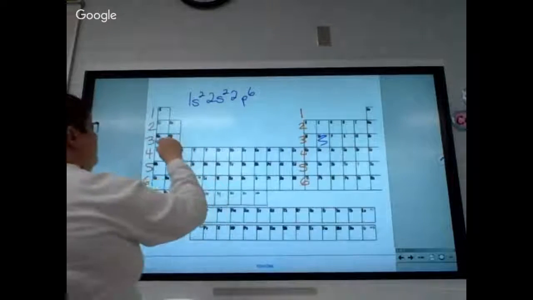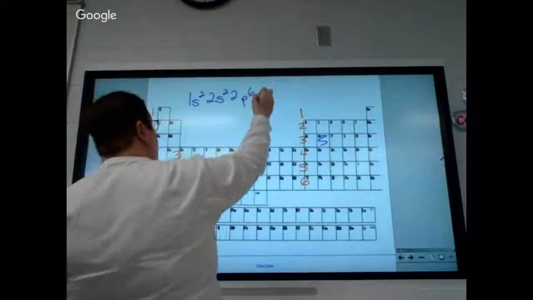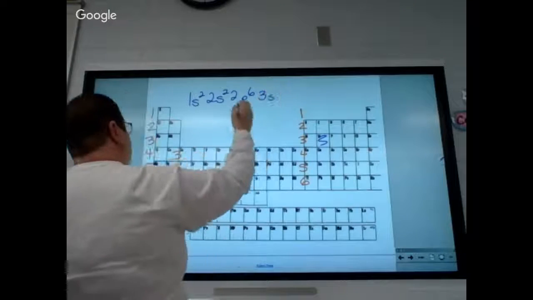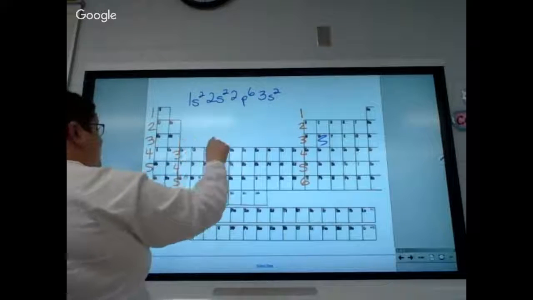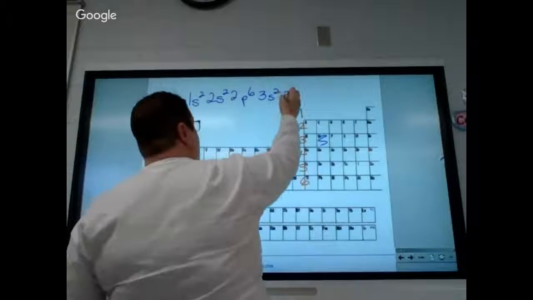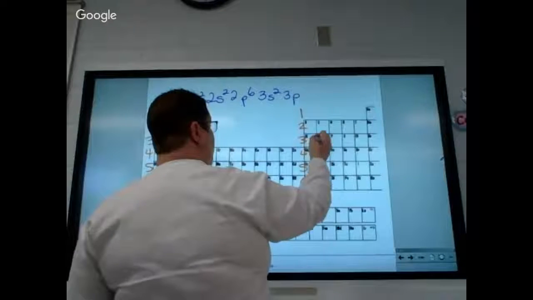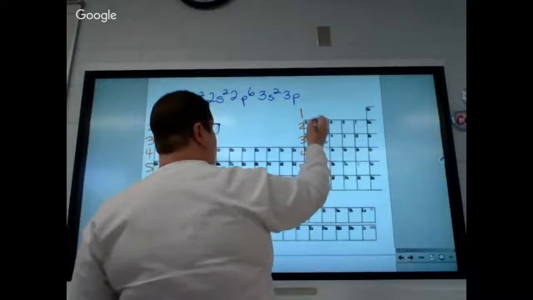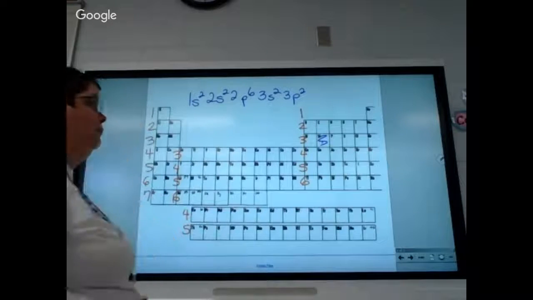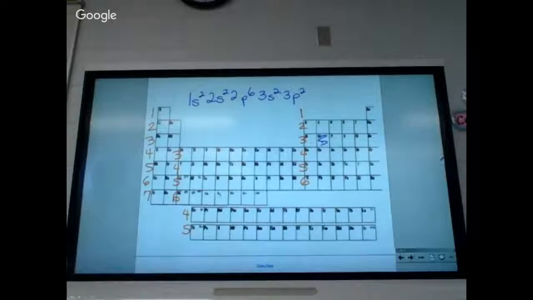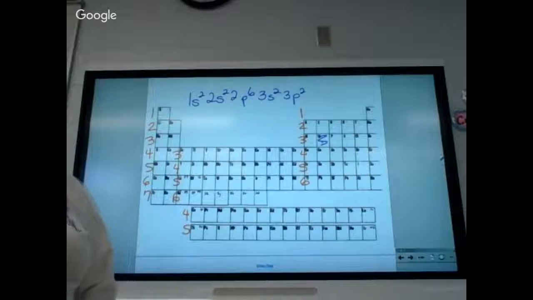Back to the left side. What is the next number we see? 3s2. We're not at silicon yet, so we continue on. 3, p, and 1, and then you count silicon, which would be 3p2. Questions? You count the element you're doing. Why do you stop at silicon? Because that's the one I said we were going to do. That was the example we were doing.